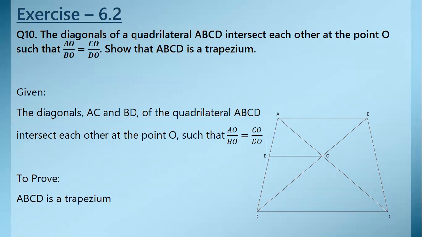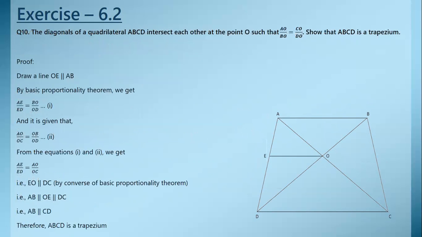So this is again the converse of the previous question. So given AC and BD of the quadrilateral ABCD intersect at the point O such that AO by BO is equal to CO by DO, we have to prove that ABCD is a trapezium. Now for that, we are going to draw a line OE parallel to AB. So by basic proportionality theorem in triangle ABD, we'll get AE by ED equal to BO by OD, first equation.